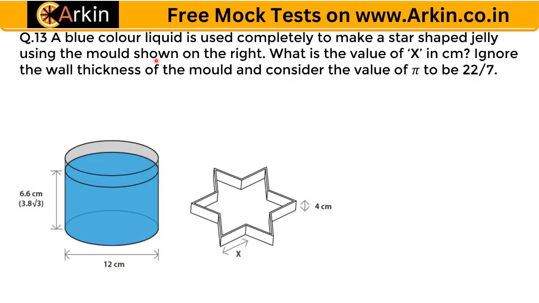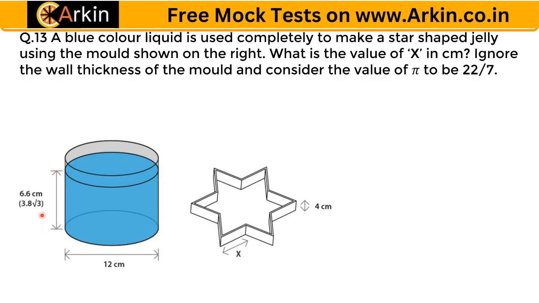A blue color liquid is used completely to make a star-shaped jelly using the mold shown on the right. So this is the blue liquid which is used to make a star-shaped jelly. This is the mold, and this x we have to find out, and ignore the wall thickness of the mold and consider the value of pi to be 22/7. So here the diameter is given as 12 centimeter, and the height is 3.8 root 3.